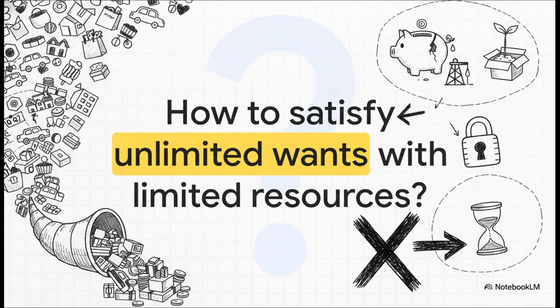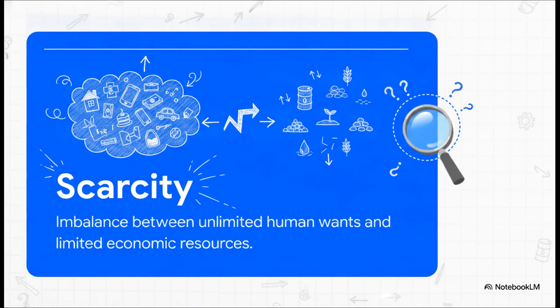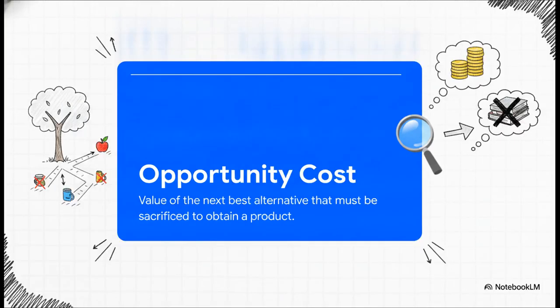How do we satisfy unlimited human wants when our resources are completely finite? That's scarcity. It literally forces every single society to make tough choices about what, how, and for whom to produce. See, every choice has a cost. Deciding to get more of one thing means sacrificing your next best alternative.